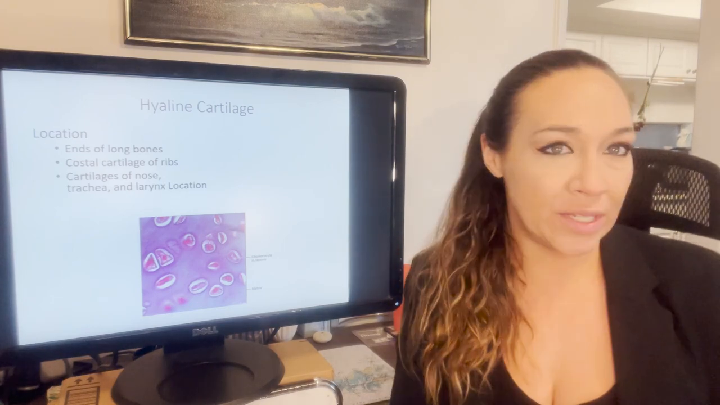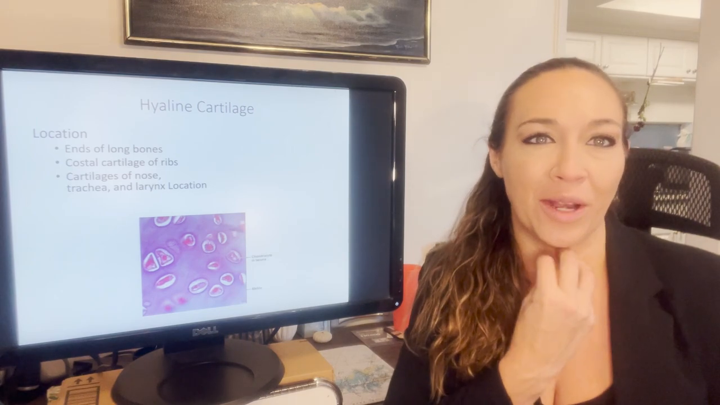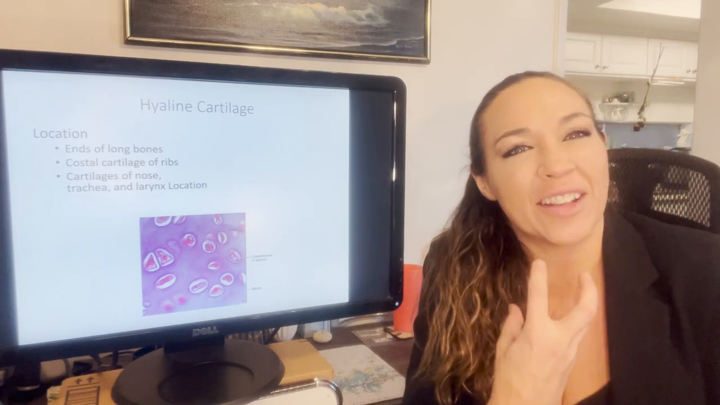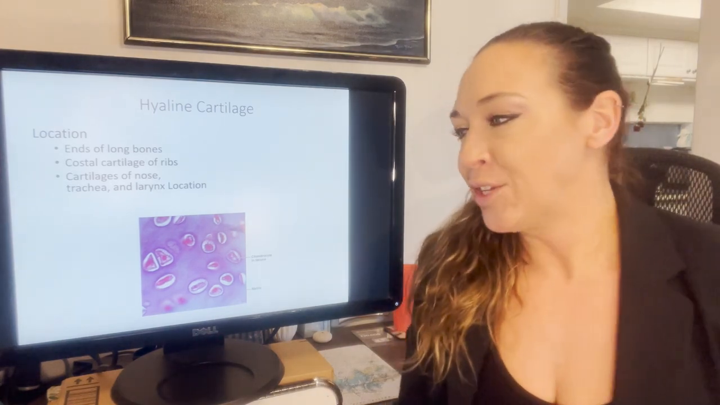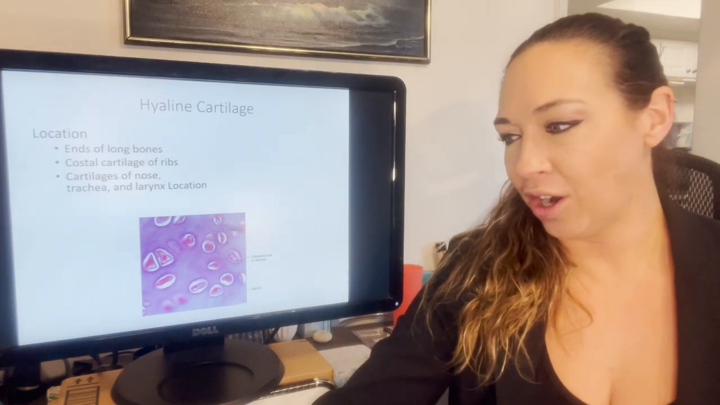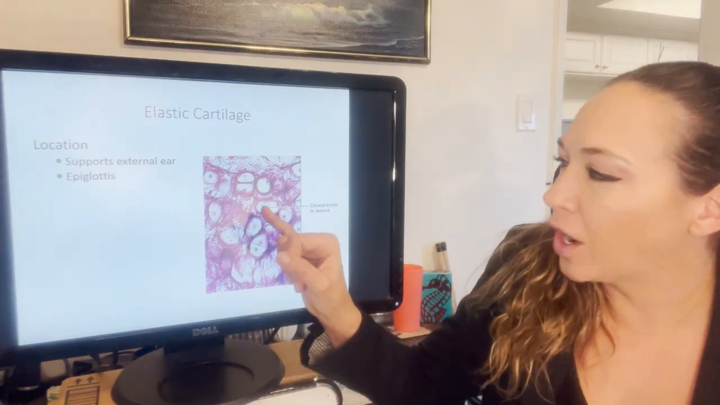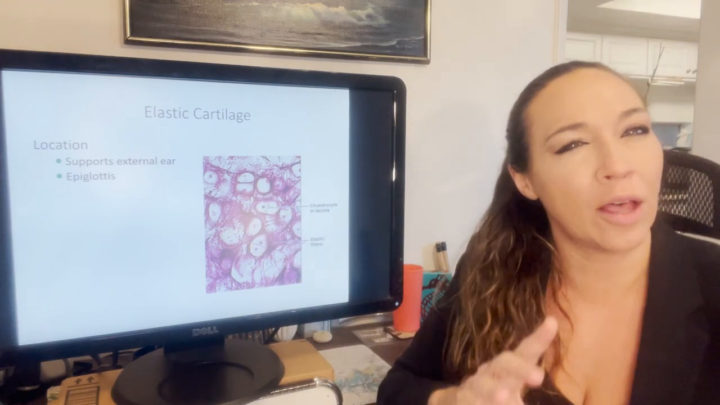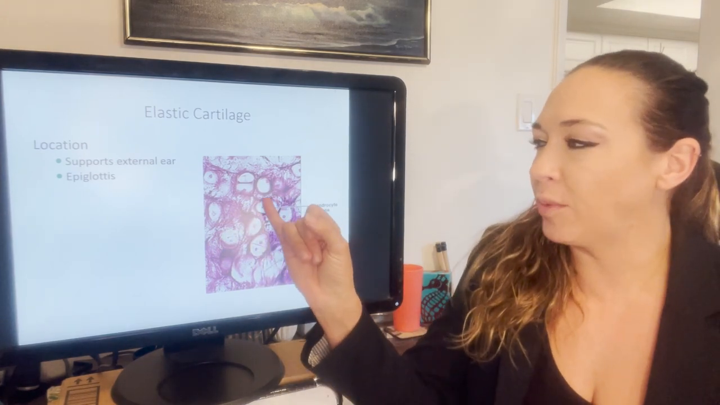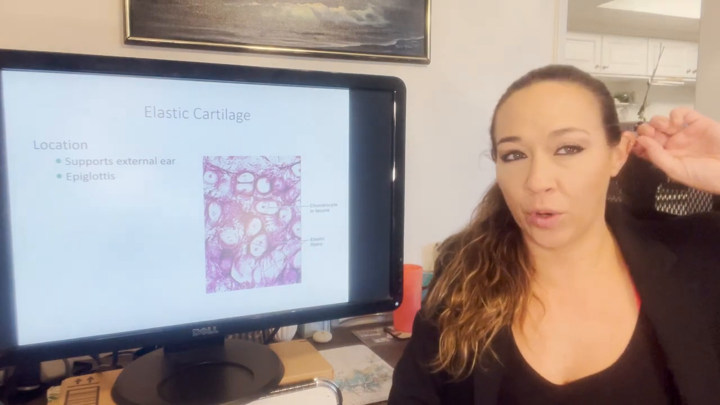In fact, when you see people who have that surgery right here where they basically open it up, that affects their voice box, because you've broken into your larynx. So that is your hyaline cartilage. Next up, we have our elastic cartilage. Again, you've got your tiny little chondrocyte in here, same general bean-like cell shape, but your lacuna is going to be a lot larger in this type of cartilage. And this one is going to basically support your external ear.